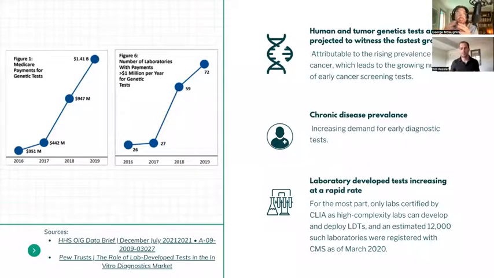There's a bunch of data in there, but if you look at the payments for genetic tests and the number of laboratories that have gone over $1 million per year of genetic tests, you can see just a huge influx from 2016 to 2019. We've only seen that trend continue into 2022.